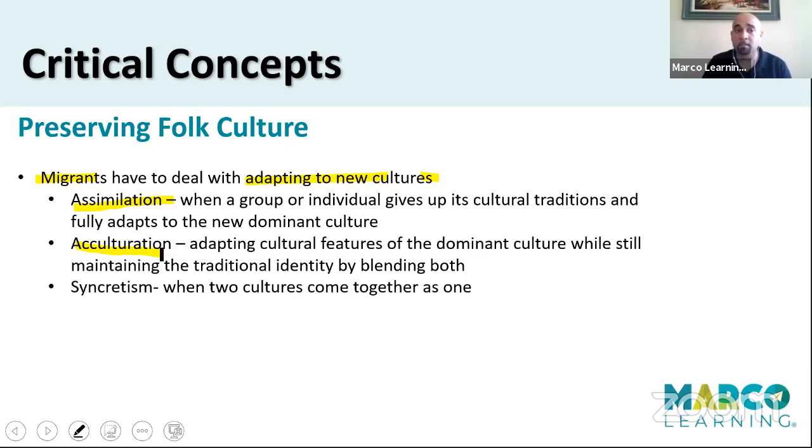Now let's go to acculturation. Adapting cultural features of the dominant culture while still maintaining traditional identity.